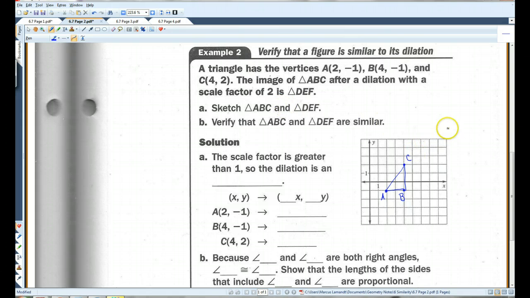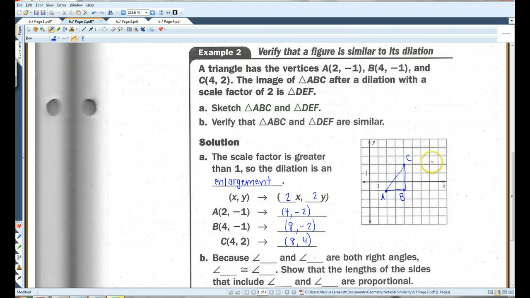DEF has a scale factor of 2. The scale factor is greater than 1, so the dilation is an enlargement. We're going to multiply our x's and y's by 2. So (2, -1) becomes (4, -2). (4, -1) becomes (8, -2). And (4, 2) becomes (8, 4).